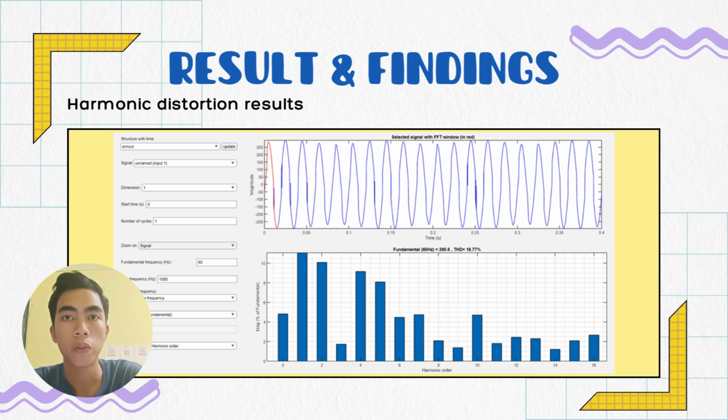The fundamental frequency has the highest magnitude, and several harmonics, particularly the second, fourth, and the higher order harmonics, are present with a significant magnitude. The total harmonic distortion, which is THD, is calculated to be 18.77%, indicating a substantial level of harmonic content relative to the fundamental frequency.